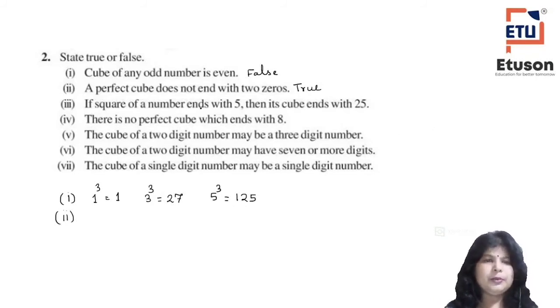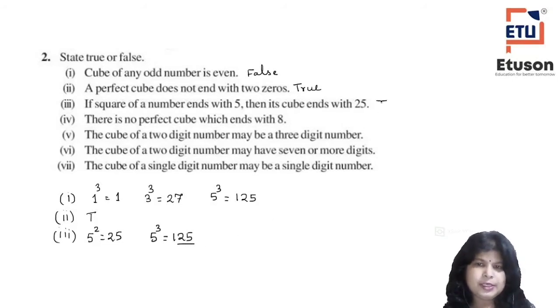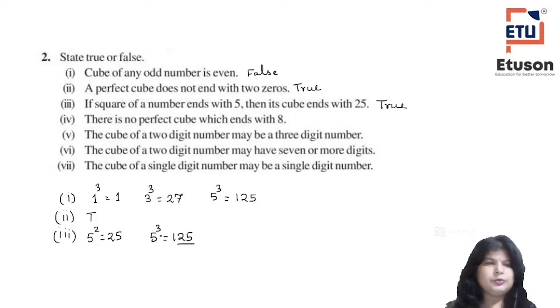If square of a number ends with 5, then its cube ends with 25. Okay, so again let us take an example. Suppose you have 5 square is equal to 25. Now look at 5 cube. What is the answer? 125. So you have 25 but it said so. This statement you can consider as true, right?